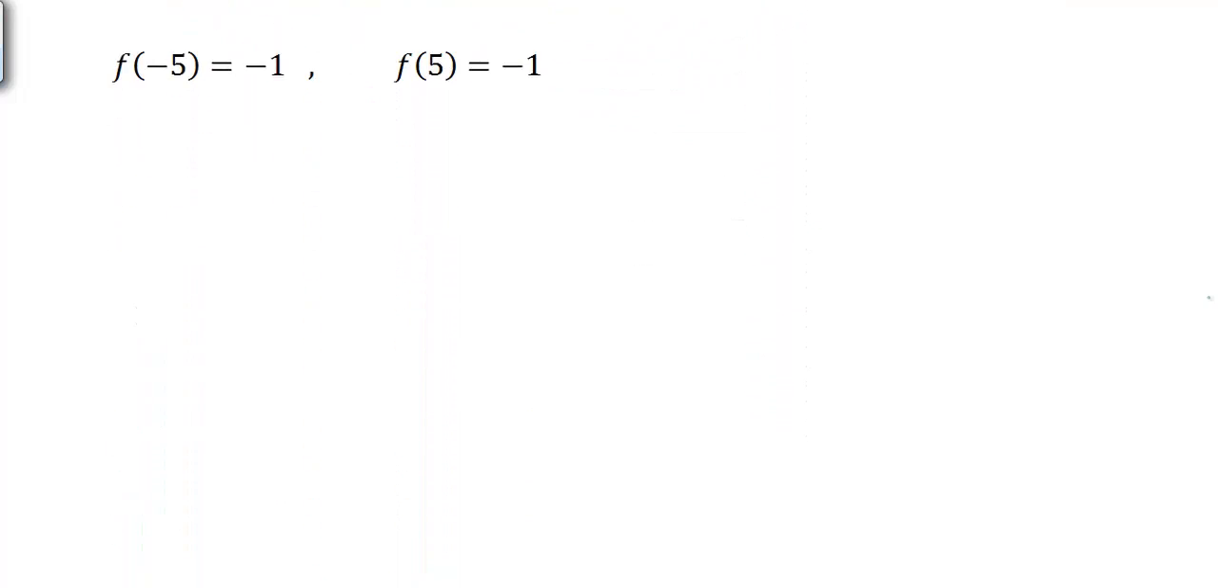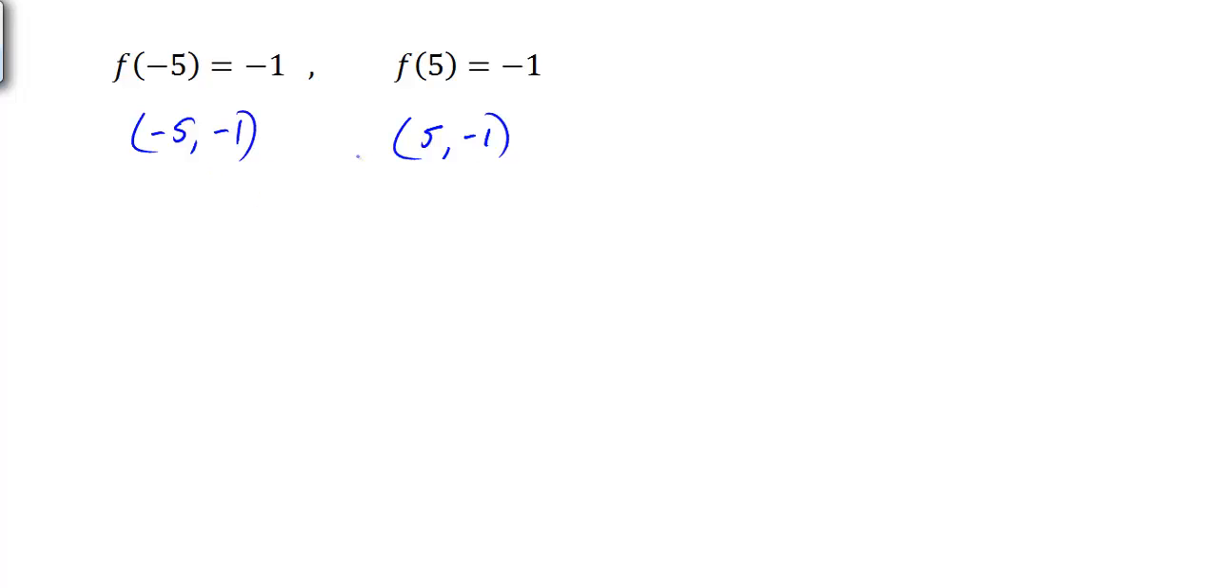All right, so here we have another example, and maybe you want to pause the video to see if you can work this one out on your own. We want to come up with the equation and look at the graph for the indicated function values. Once again, we have f of negative 5 equals negative 1, so that means we have the point negative 5 comma negative 1, and f of 5 equals negative 1, so that means we have the point 5 comma negative 1.